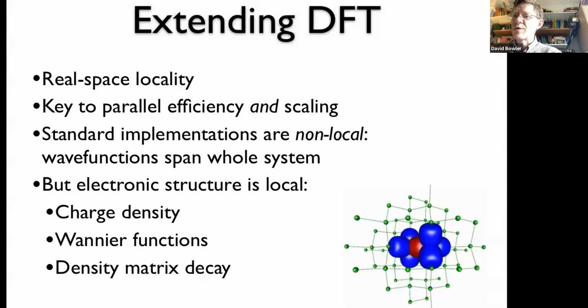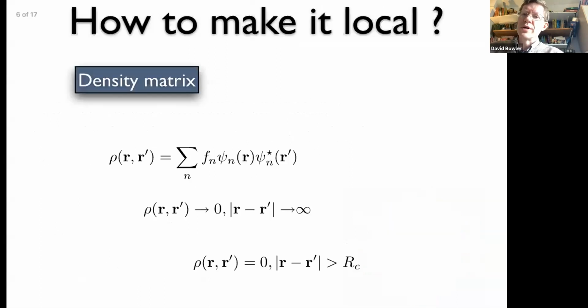So Wannier functions, as we can see, are actually very localized, and the density matrix decays with distance in real space. So talking about the density matrix, this is actually how CONQUEST works. This is how most linear scaling methods work, they work on the density matrix, which is a more compact way of representing the electronic structure of the system. So here's an equation that defines it formally. It's the one particle density matrix.